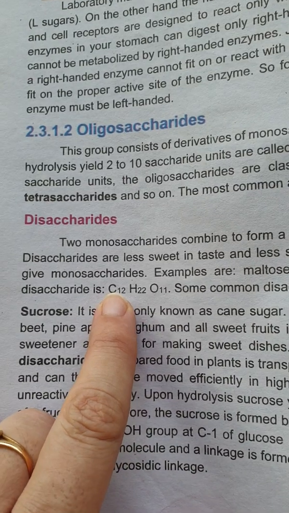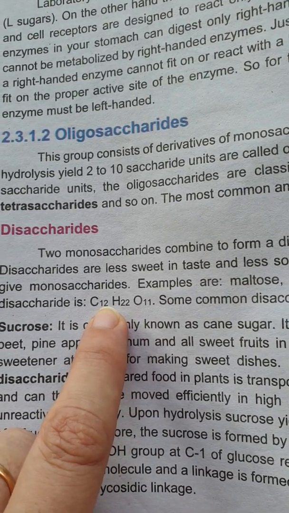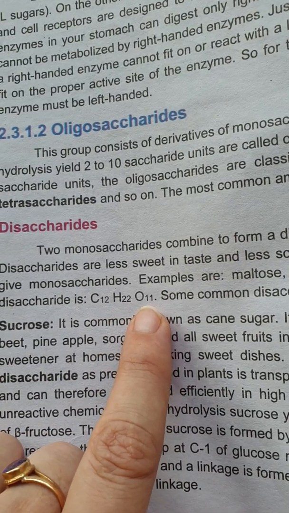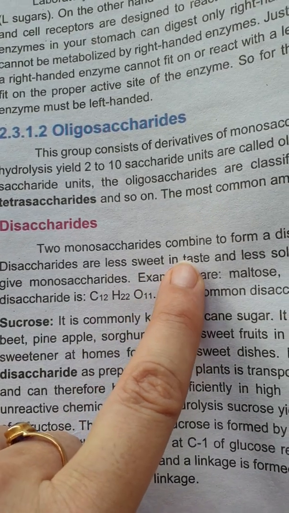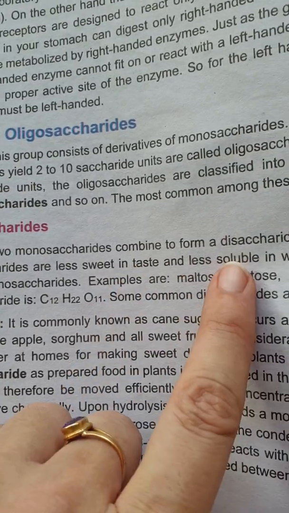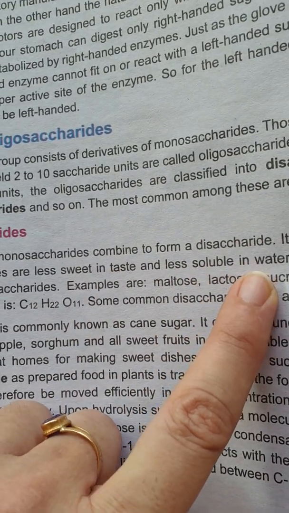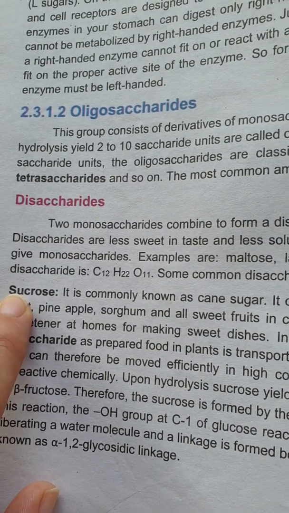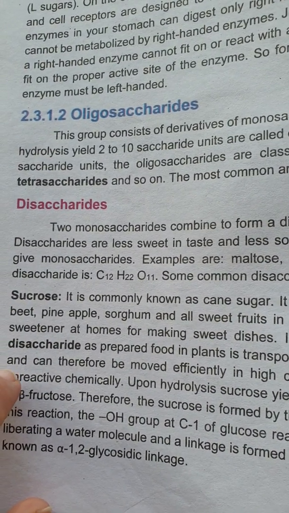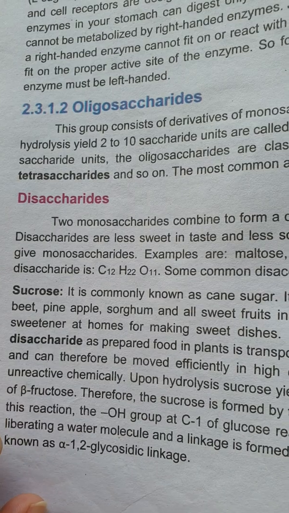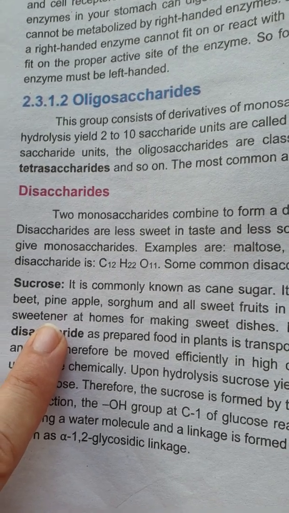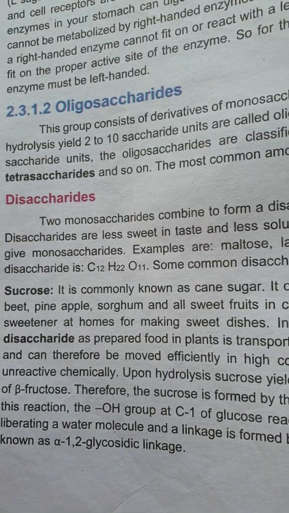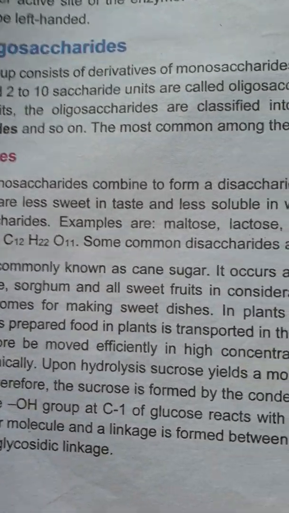Disaccharides have the general formula C12H22O11. These are less sweet in taste as compared to monosaccharides and less soluble in water. Examples given here are sucrose, maltose and lactose. First of all, we will come to the formation of sucrose and some properties of sucrose.